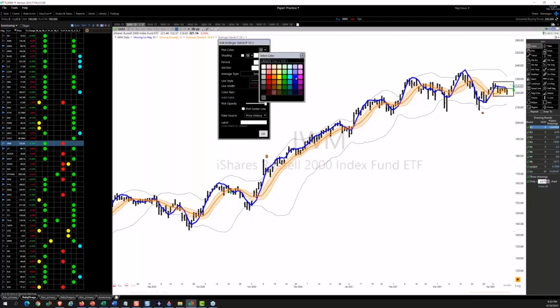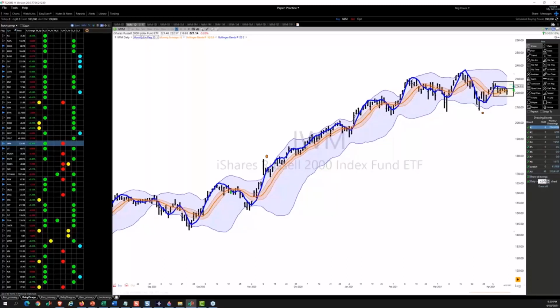So make the dark blue, make the shaded area very light blue, so it doesn't obscure price too much. I want to plot a center line. Now because I picked blue, it wants to print that as blue. So just as a technique for TC2000, what I actually do is I like to see that as a red line.